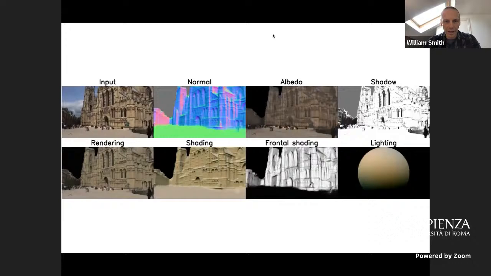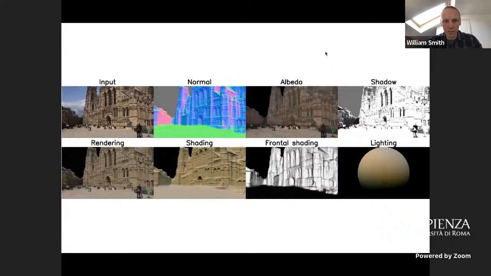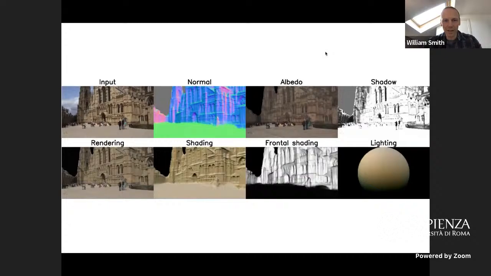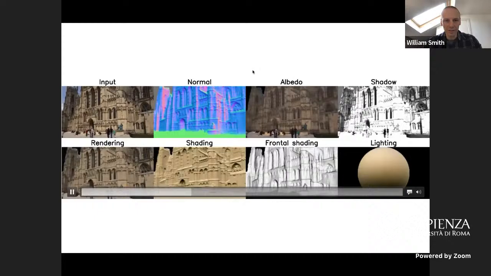You can see that the shadow map is kind of over-explaining. So a lot of high frequency texture ends up in the shadow map, and dark regions often end up being explained as shadow rather than dark albedo. And so this is still an open problem.